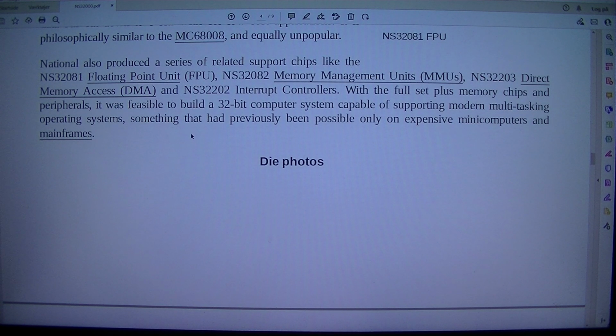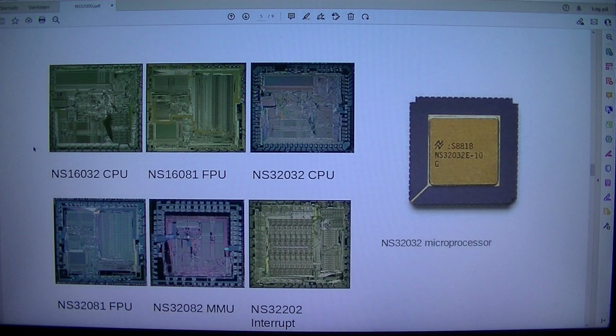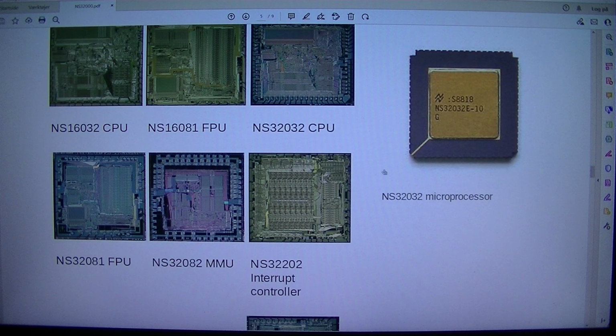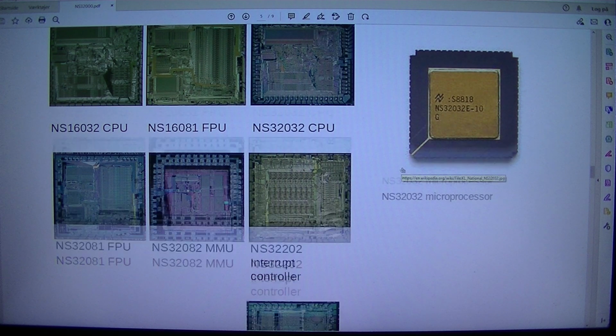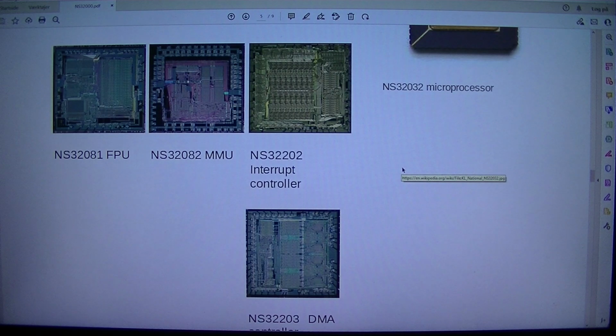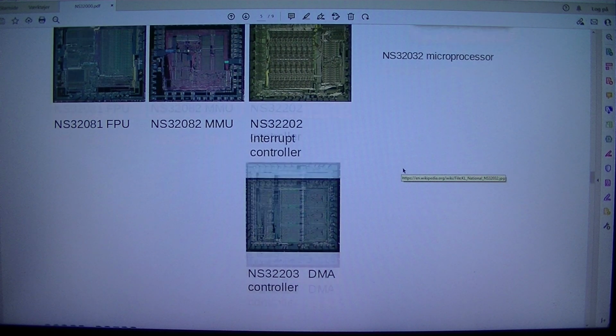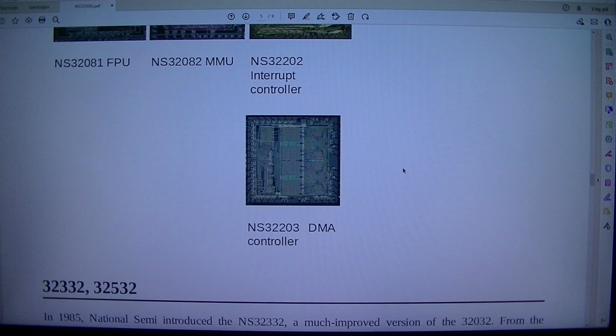Die photos. NS32032 microprocessor. NS16032 CPU. NS16081 FPU. NS32032 CPU. NS32081 FPU. NS32082 MMU. NS32202 Interrupt Controller. NS32203 DMA Controller.